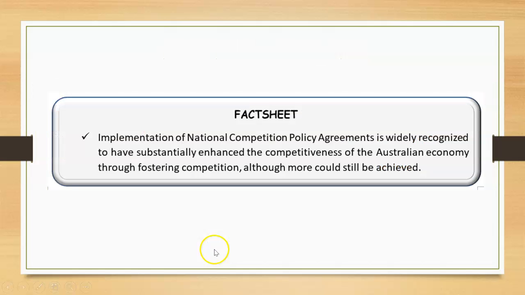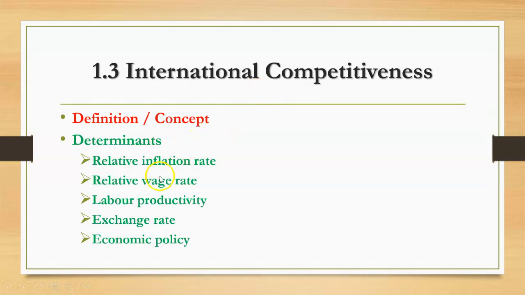Okay, so one example I can give you is this National Competition Policy Agreement. The Australian government has been implementing this to actually encourage competition in the country. We call it the NCP agreement. Okay, this has been in place. Now that will be the 5 determinants that we have managed to cover, including also the concept of international competitiveness.